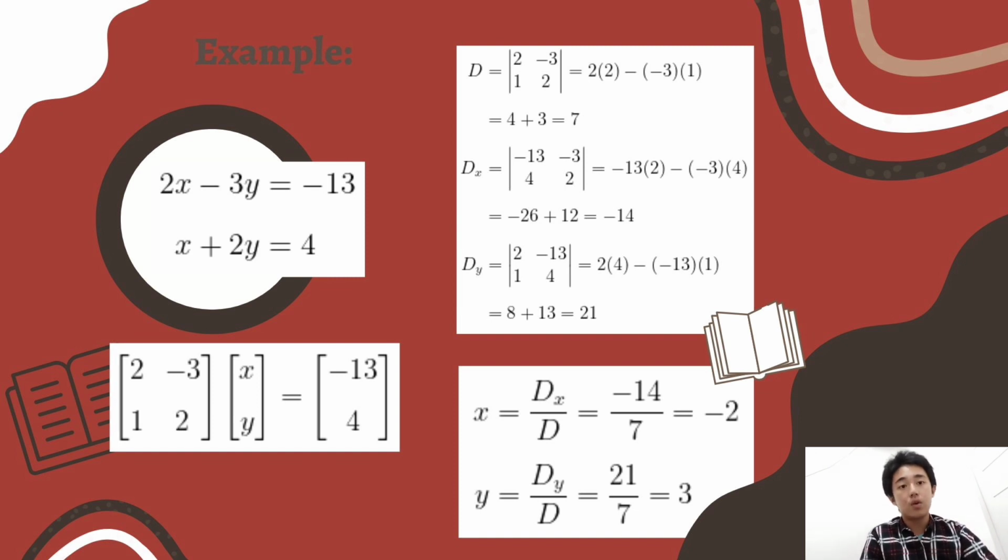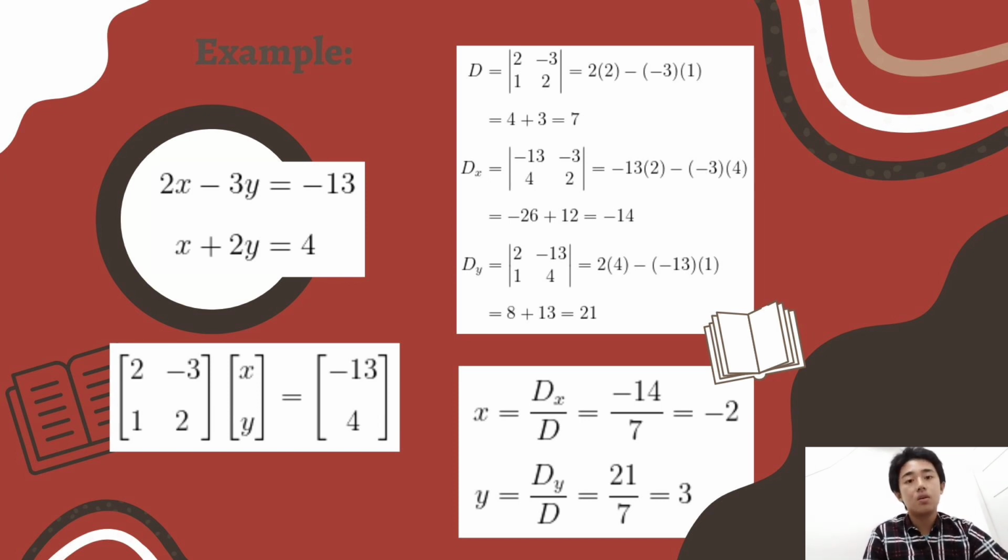And we look for Dy. Y is different: we include the first column from 2, negative 3, 1, and 2, which is 2 and 1, and we put the negative 13 and 4 in the second column. So it is 2, negative 13, 1, and 4, and we multiply crosswise. So 2 times 4 minus negative 13 times 1 gives us 8 plus 13, equals 21.